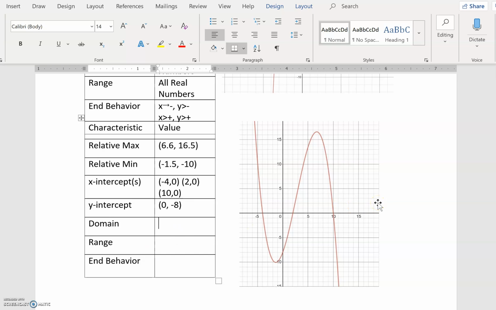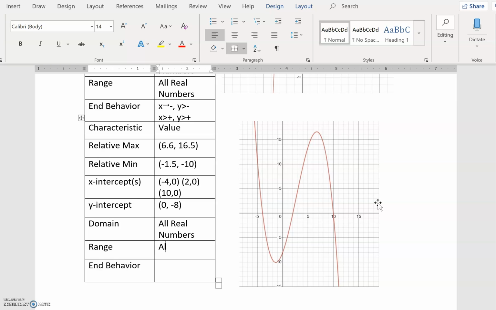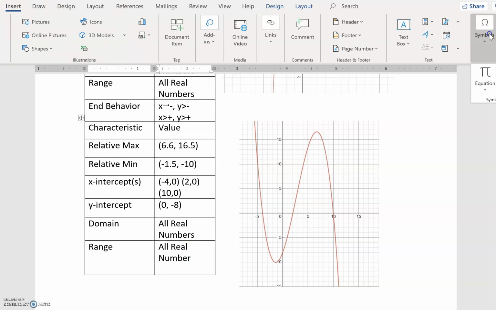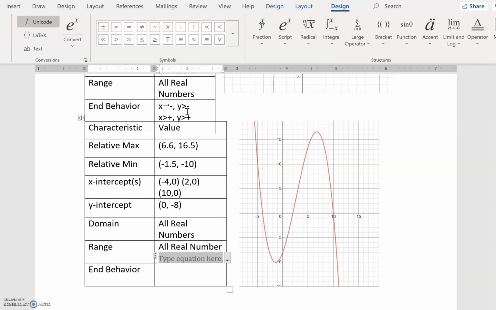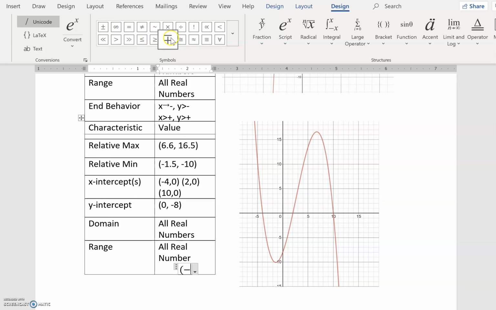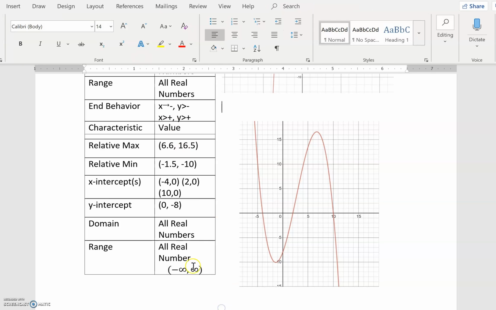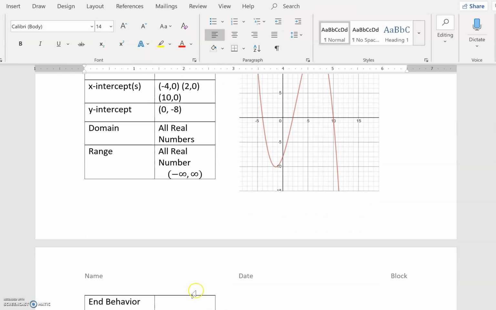And here's a little side note hint. On a cubic function, your domain and your range are always all real numbers. I'll see if it lets me do the math stuff, just so you can see it. Negative infinity to infinity and beyond. Okay, so that's how we would write it in interval notation.